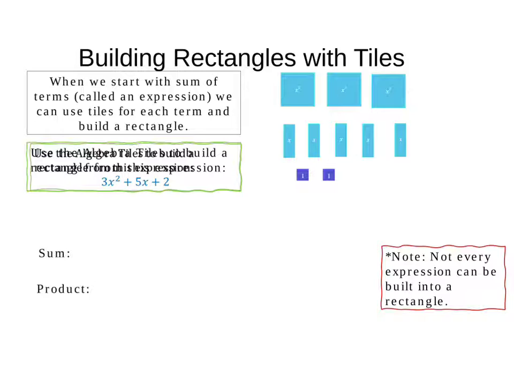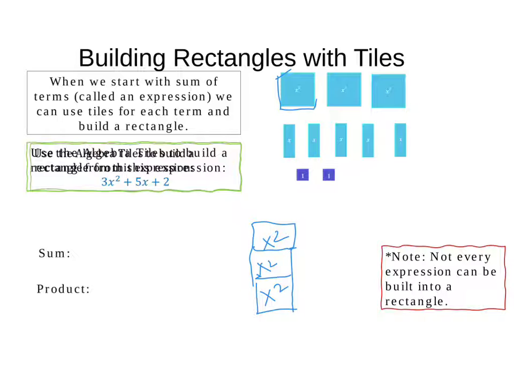All right, when we start with the sum of terms, it's called an expression, we use tiles for each term. What's garbled up here, and you can't really read very well, says, use the tiles to build a rectangle from this expression, 3x squared plus 5x plus 2. Well, I can't move them around, but I can draw a reasonable facsimile. These squares right here are x squareds. So, we're going to draw 3 of them. 1, 2, 3. And just so we know, I'm going to call it an x squared.